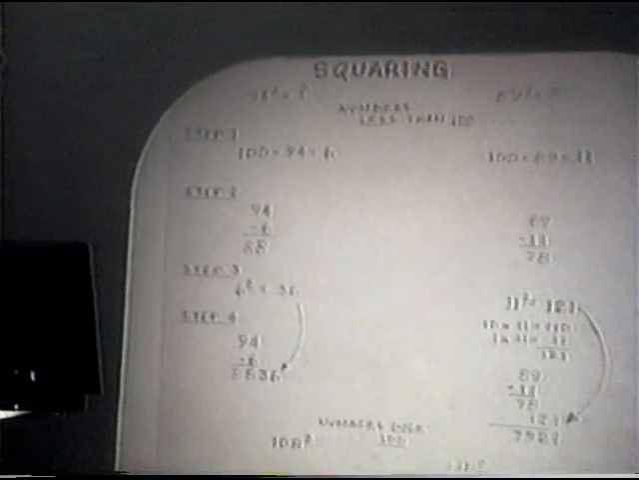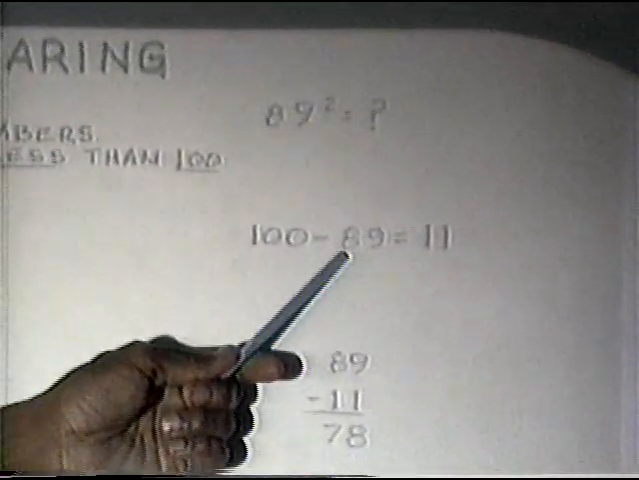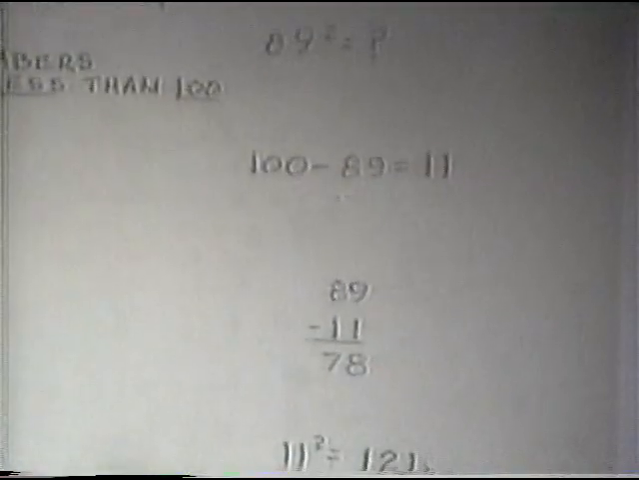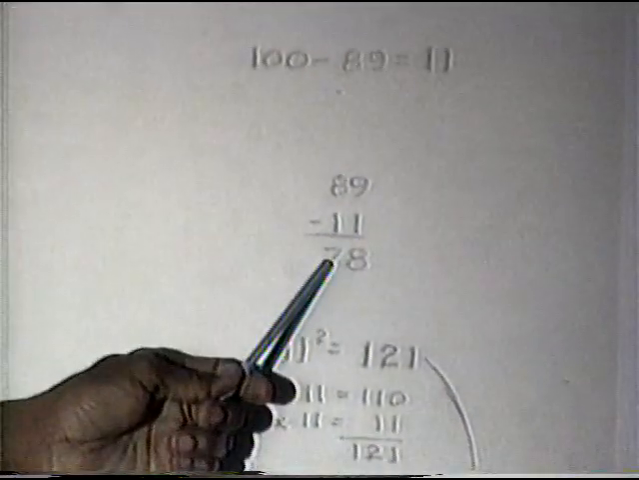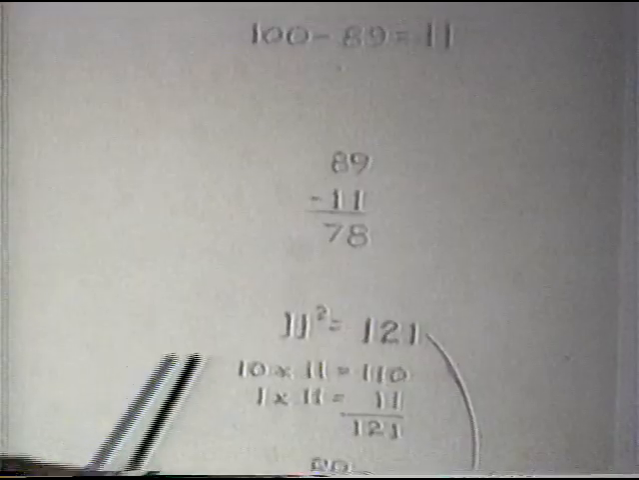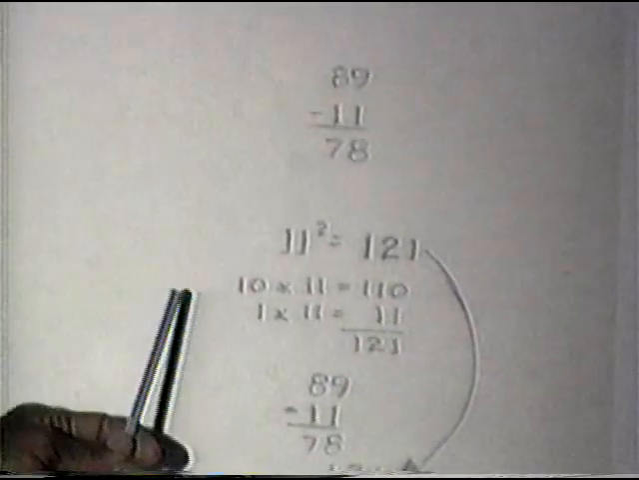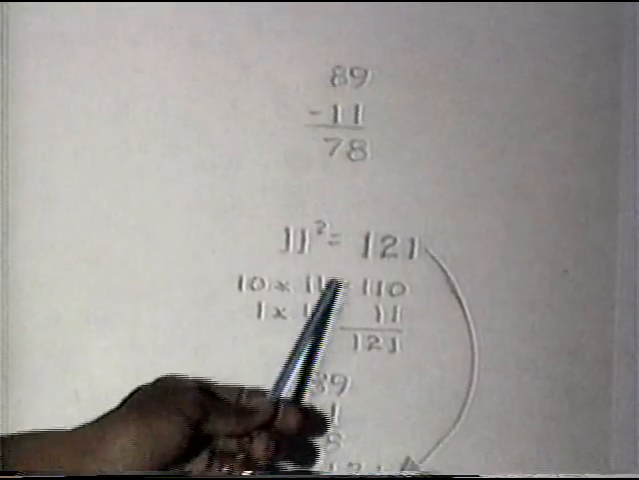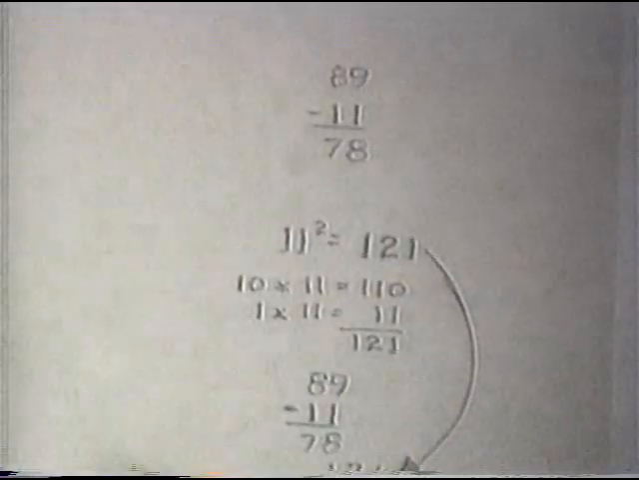Now let's do 89 squared. What is 89 times 89? What is the difference between 89 and 100? It's 11. We bring down 89, subtract 11 from 89, and we get 78. What is the square of 11? It's 121. How we did that is 10 times 11 is 110, and 1 times 11 is 11, which gives 121. I'll show you that some more later.